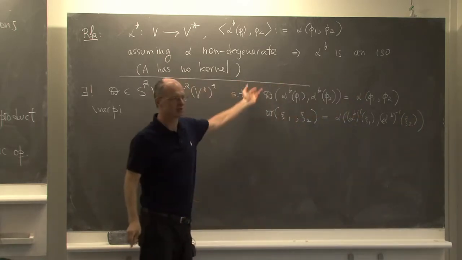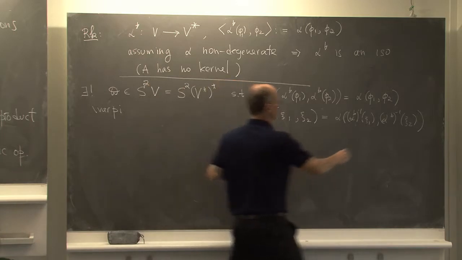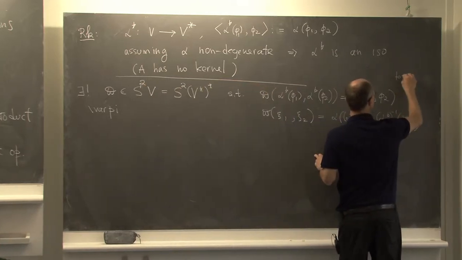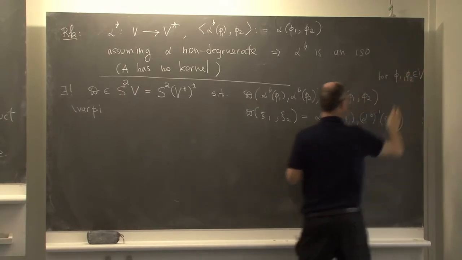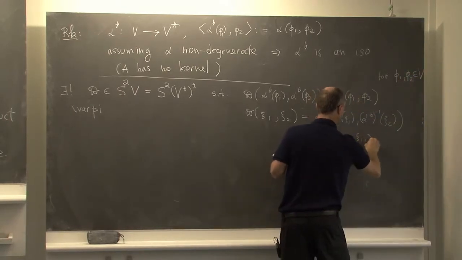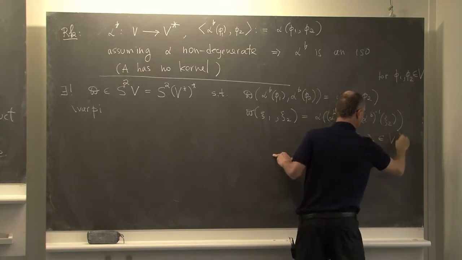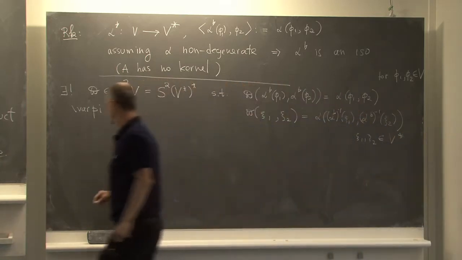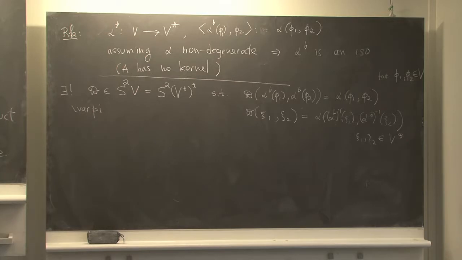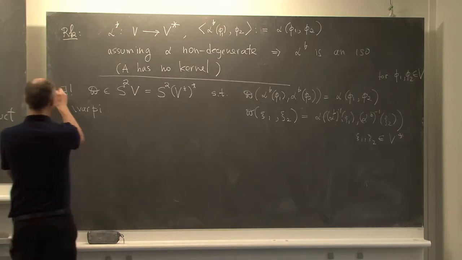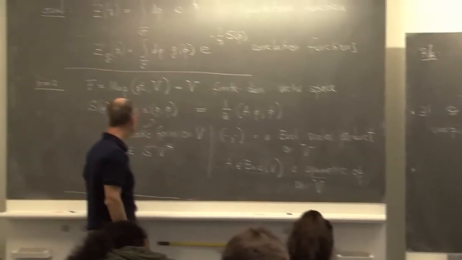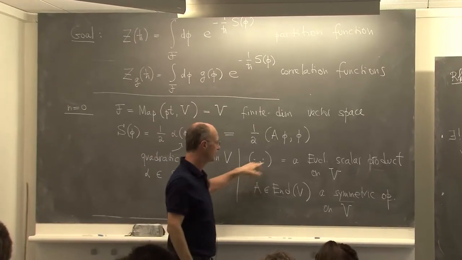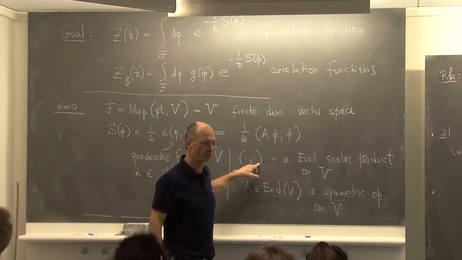So that's just the same formula, right? So here, phi 1, phi 2, I and V, and psi 1, psi 2, I and V star. Let me also write down yet another formula for it, but now in terms of the operator A and the Euclidean scalar product.